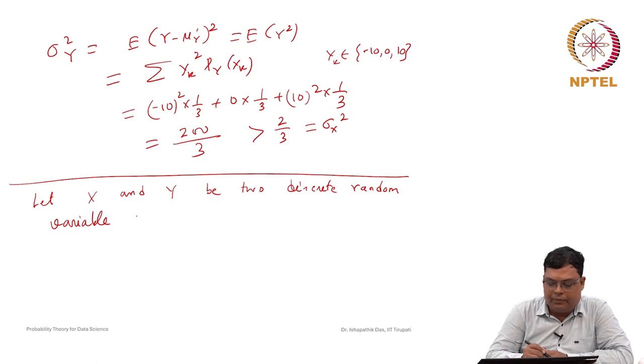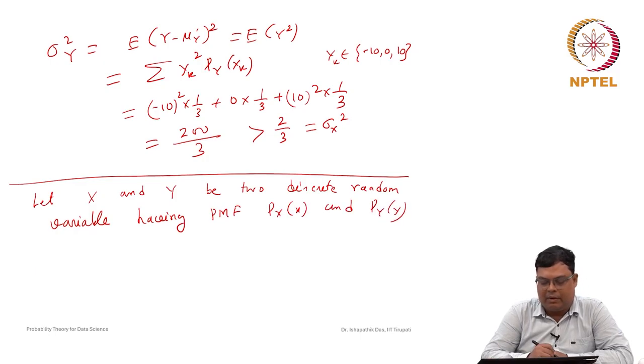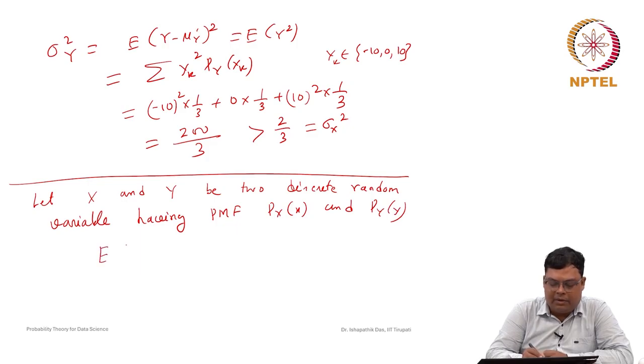So, having probability mass functions P_X(x) and P_Y(y). Now, if you write the expected value of a constant, suppose c, for any random variable, what will be the expected value of a constant random variable?